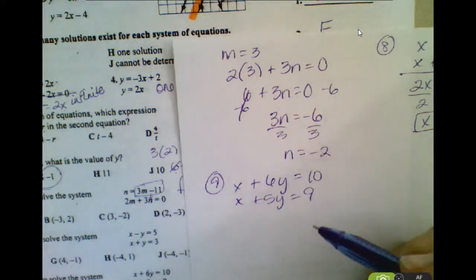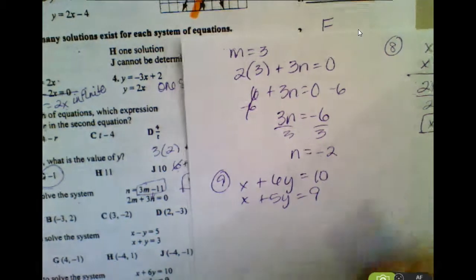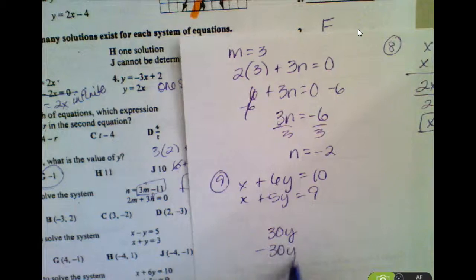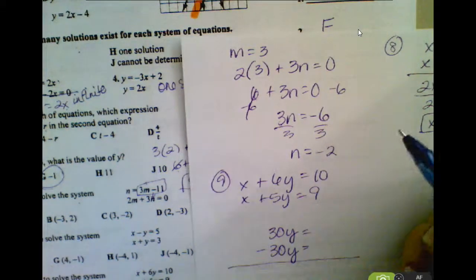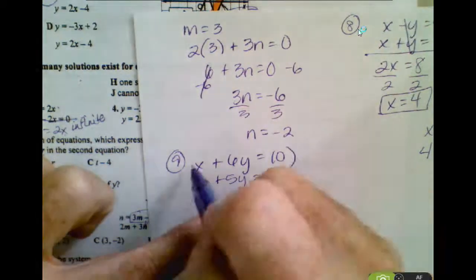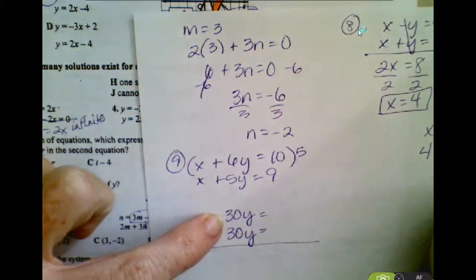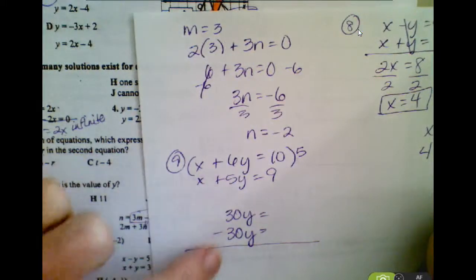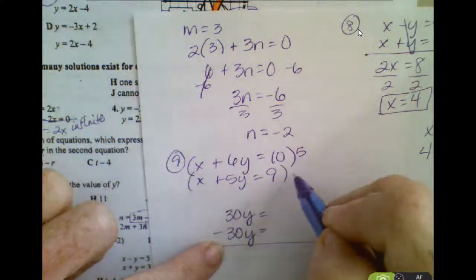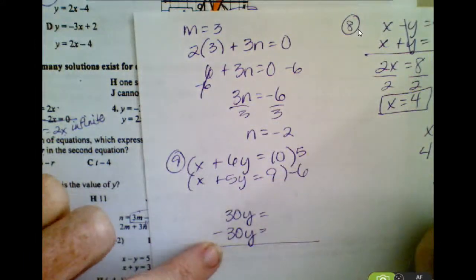Okay. So what's the number that 6 and 5 can go into? Multiply them together. 30. So if I made the top one equal 30y and the bottom one equal negative 30y, would they cancel? Yeah. They would. Okay? So now you just have to figure out what you have to multiply everything by. So 6 times what is going to give me 30? 5. So this whole equation has to get multiplied by 5. Okay? 5 times what gives me negative 30? Negative 6. Perfect.